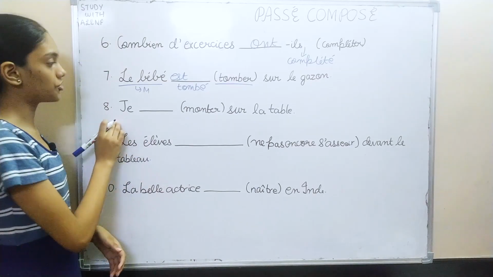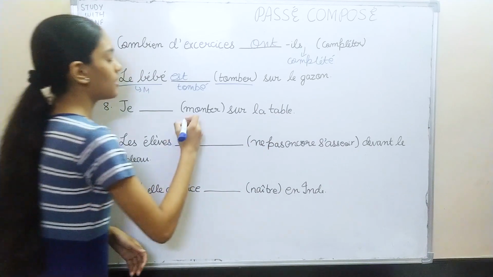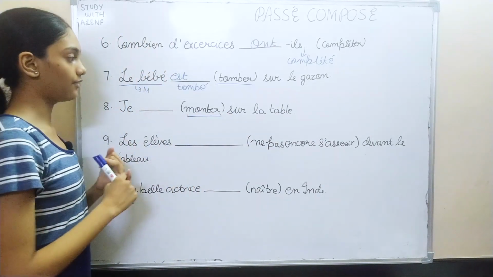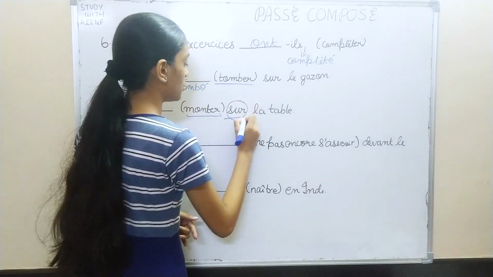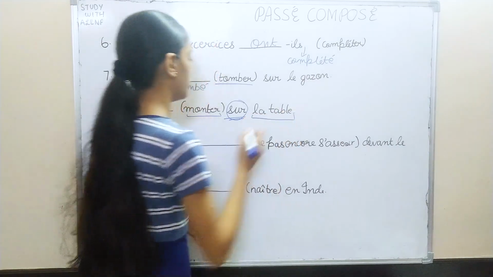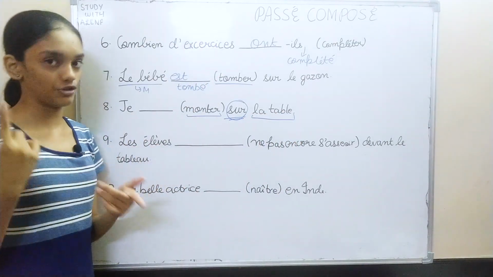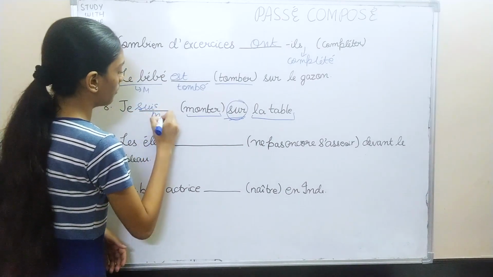Eighth question, je dash monter sur la table. Again, you see monter, another verb from the transitive and intransitive list. Here we have a preposition before our object. So when we have a preposition before the object, we will conjugate with être. So je suis monté.